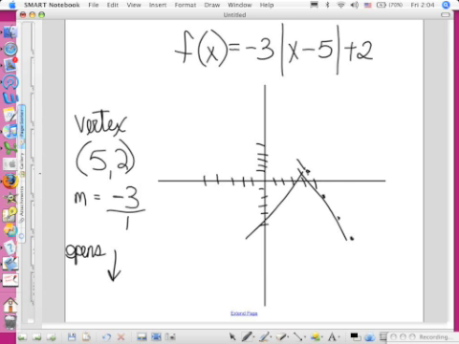The vertex is either the highest point or the lowest point of the graph. So if it's opening down and the vertex is 5, 2, it does not go above that point. That's your point of reflection. That's where the line comes up and bounces off and goes back in the other direction.